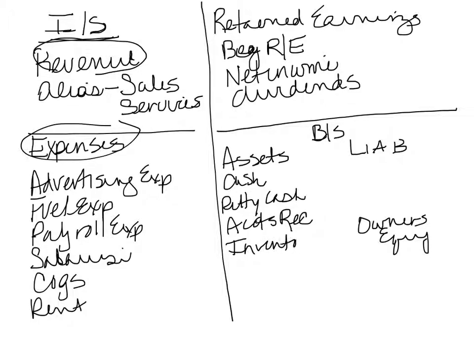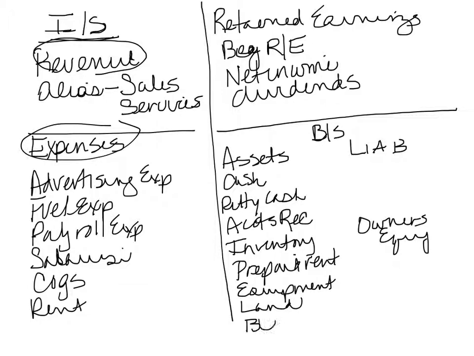Inventory, prepaids, like prepaid rent or prepaid insurance. You also could have equipment, land, buildings, and let's just go down the list. Depreciation, goodwill, patents, supplies, notes receivable, office supplies. Those are all examples of assets. So anytime you see one of those, it's going to go on the balance sheet. Not on the income statement, but on the balance sheet.